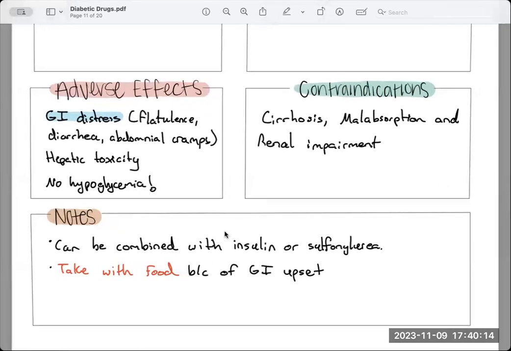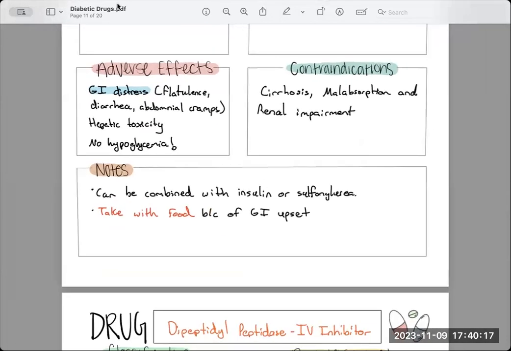And as I said, with acarbose, because it causes GI distress, and as a rule with pretty much drugs that cause GI distress, they usually want you to take food with them. So with these, you're going to take food with it at the same time, just like metformin. But all the other ones, you take within 30 minutes of taking that medication.